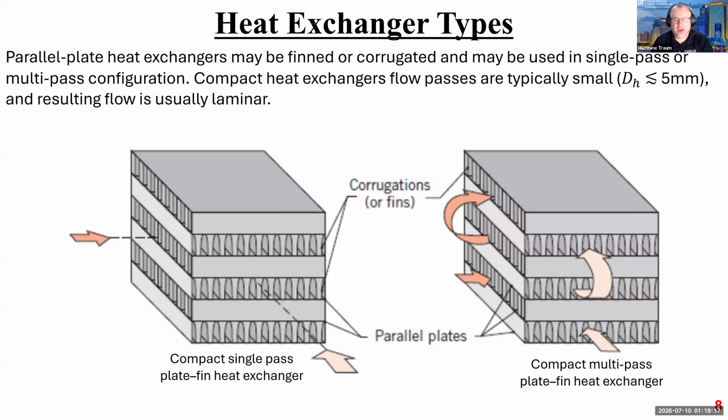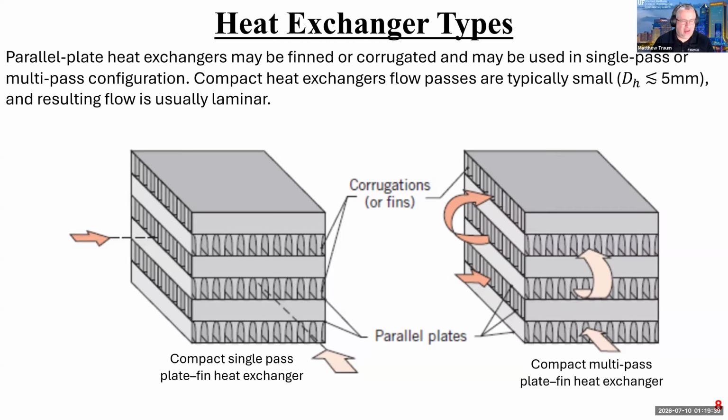So I say here, compact heat exchangers, flow passages, this probably should say passages, are typically, let me just make a quick note so I can fix that. There we go. Okay, typically small. So a hydraulic diameter of less than 5 millimeters. So the resulting flow is typically laminar.